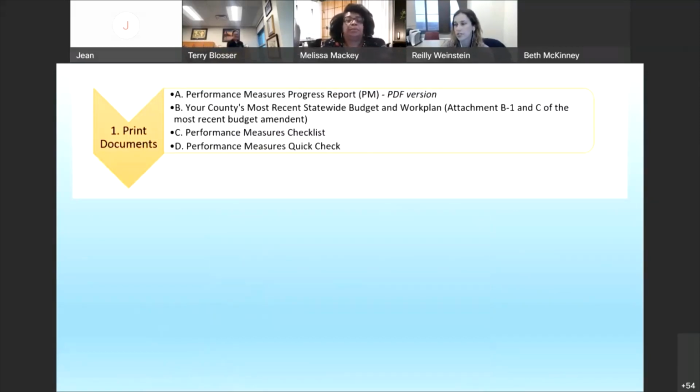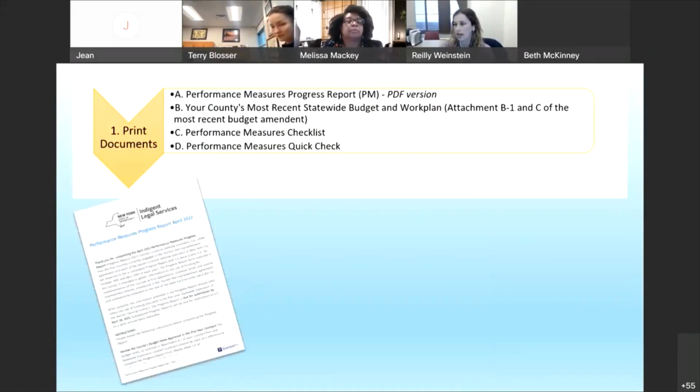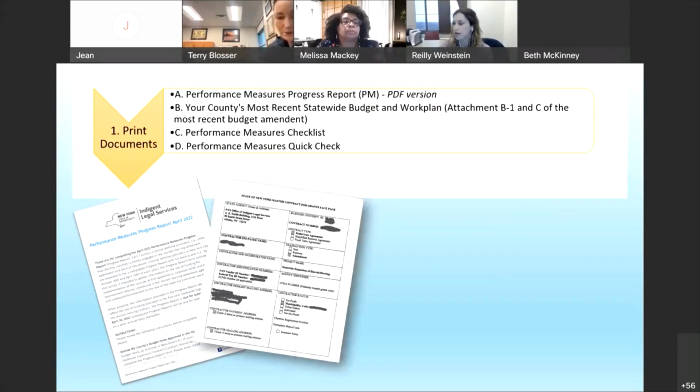The first step would be to gather your materials. I always recommend having them right in front of you on hand. I like to print things out personally. You're going to want to have these 4 documents on hand. One, of course, the performance measures progress report, the PDF version, which is available on our website. Then there is your county's statewide contract, which we went over in greater detail in our last training. You'll want to have a copy of that, specifically attachment B1 and C, and make sure that it is the most recent budget amendment.